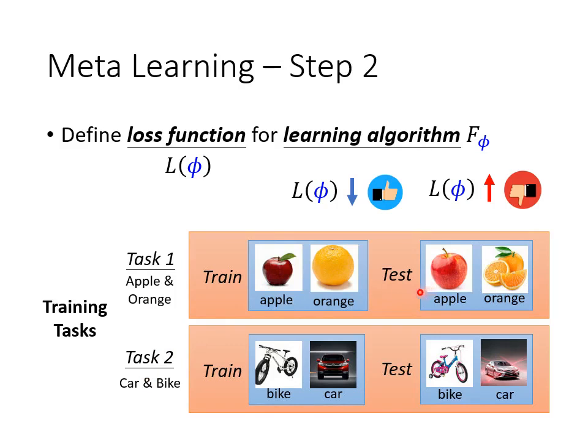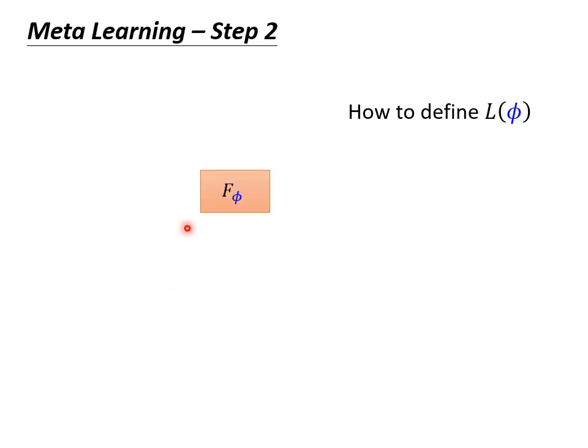And in each task, you have some training data, and you have some testing data. So in each task, you have some training examples and some testing examples. And both the examples in the training set and the testing set are already labeled. We already know the labels of the images. In meta-learning, we have a set of training tasks. Then how can we define the loss function, capital L, based on these training tasks?